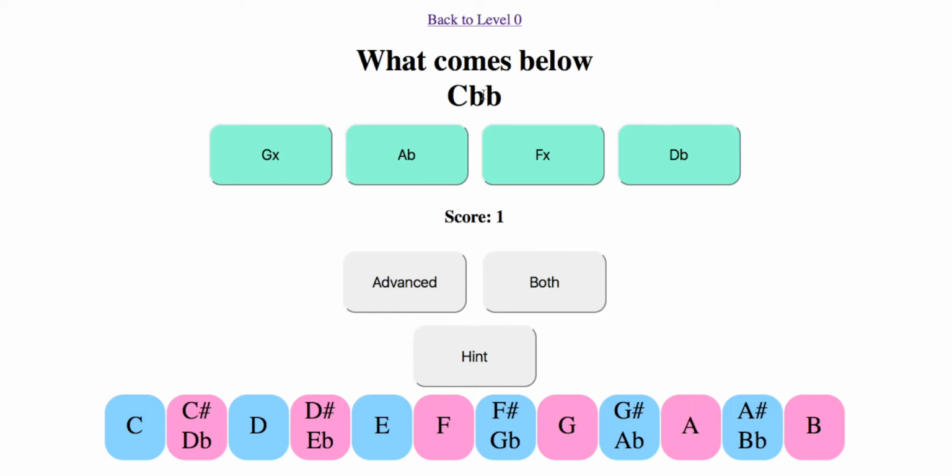You have C double flat. What comes below C double flat? Well, C is here. You flat it once, you get to the B. You flat it again, you get to this note. And what comes below this note is A. Okay, well, we don't have an A. We have an A flat, but that's here. We have an F double sharp, we have a D flat, and we have a G double sharp.